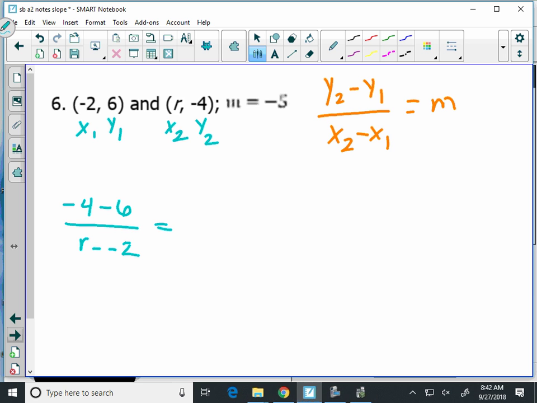And that's going to equal, what's our m? Negative 5. In the bottom here, we have a double negative. What does that turn into? Positive. Good. So you just make that a plus. So whenever you have a double negative with slope, it turns to a positive. And what do we want to write around this binomial? Parentheses. Okay.